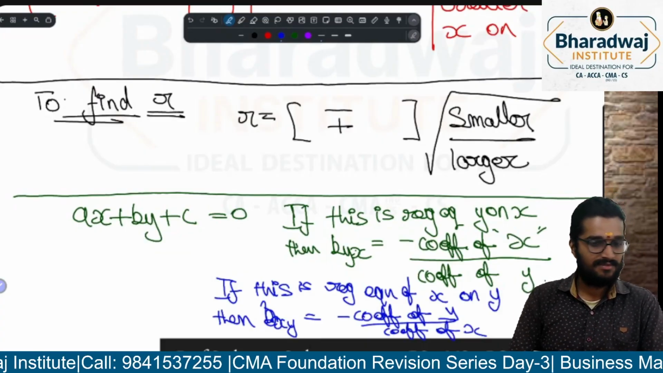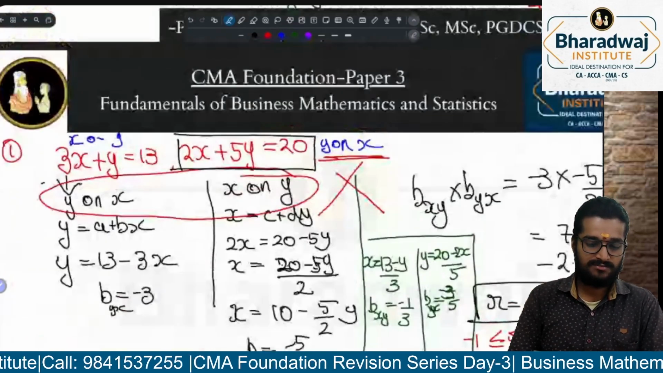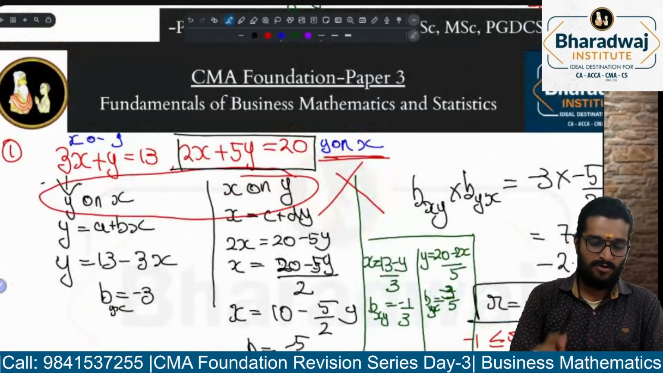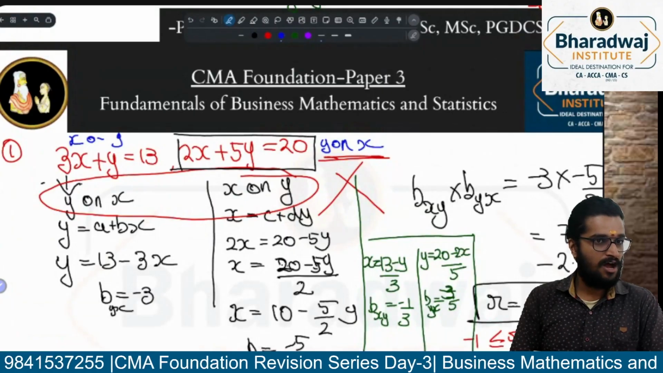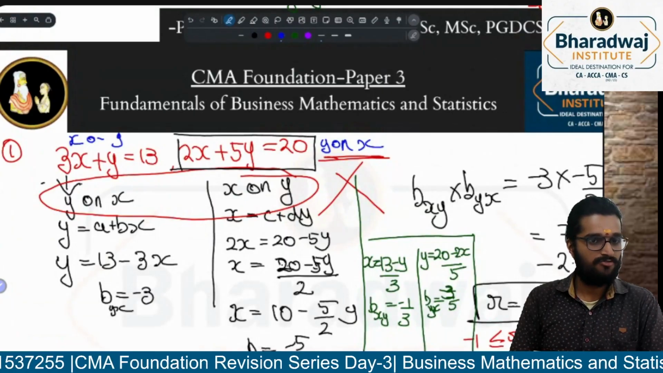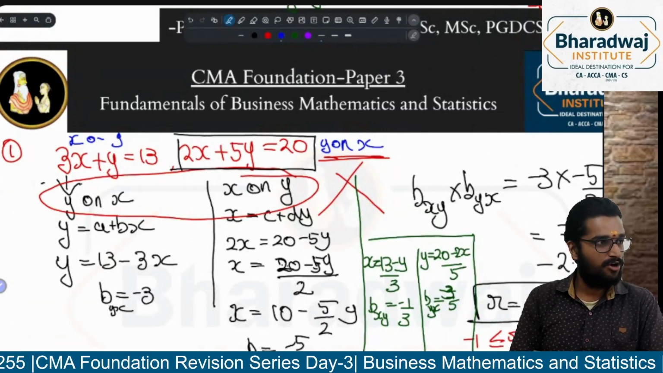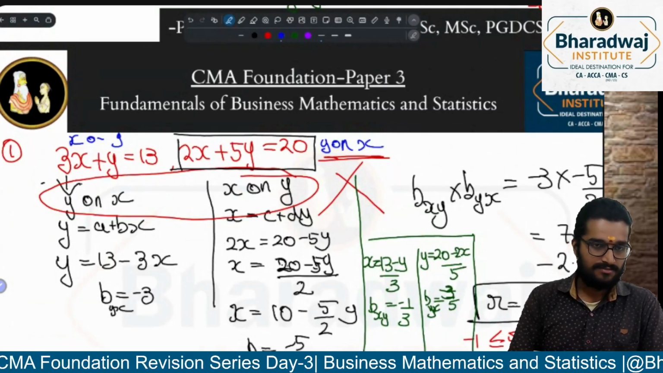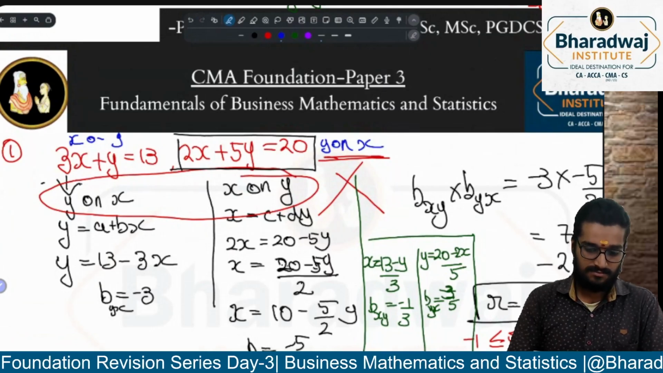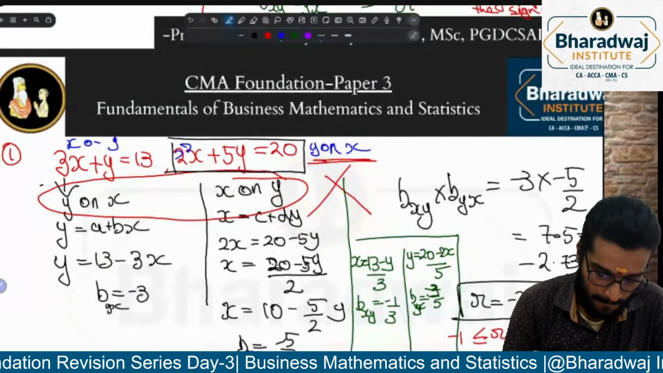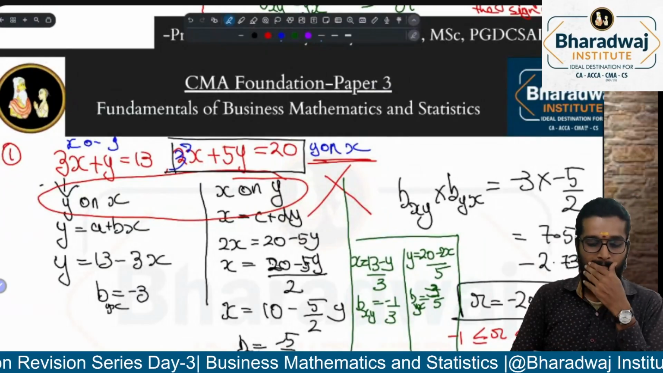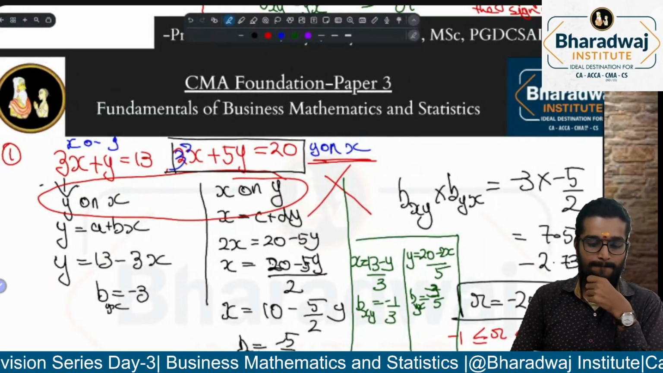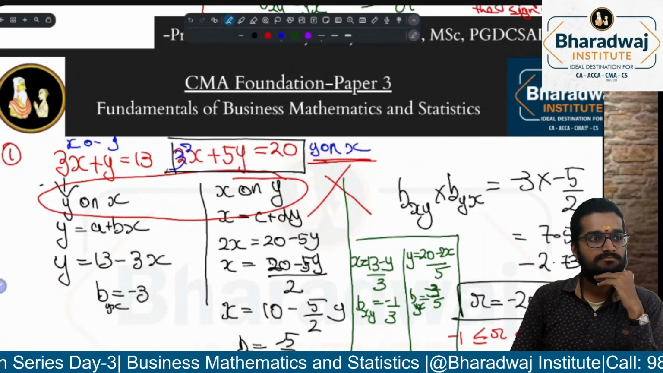What are the regression coefficients? We found this is the regression coefficient of y on x: minus coefficient of x divided by coefficient of y. 3 by 5. I mentioned, no, this is 3. Clear?